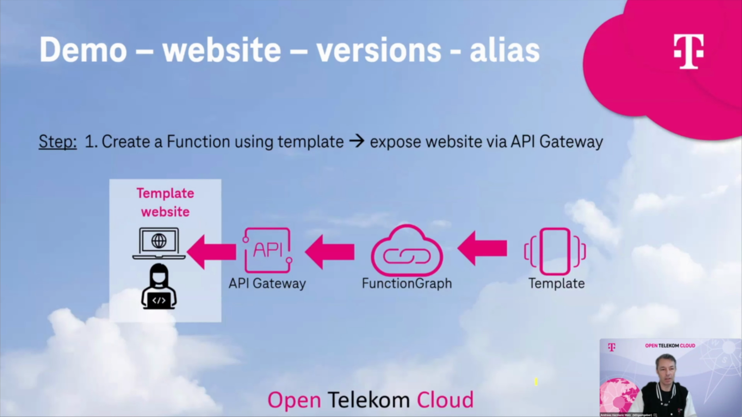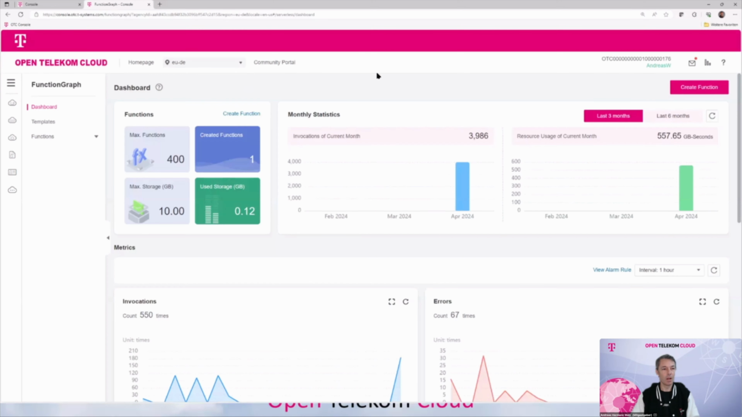Now, just starting with it. So what we will do, we will now enter the FunctionGraph dashboard, and then we will use a template and expose this website via the API gateway. I'm now in the Open Telekom Cloud console in the dashboard of FunctionGraph. On the dashboard, you can see some statistics, metrics, and so on, what's going on with your already created functions. Then you have on the left side some tabs.